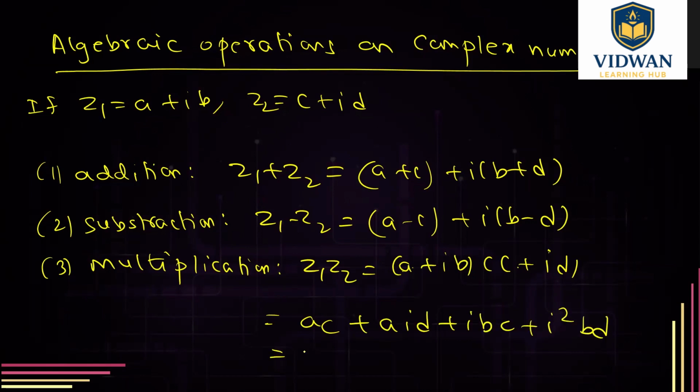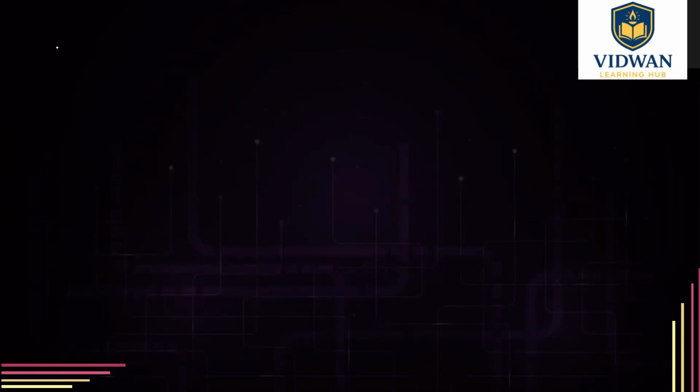So the ac term doesn't have i, so this is real. This i square will become -1, so that will become minus bd, that is also real. Write them together. And these two will be imaginary parts, so write i into ad plus bc. So this is how you write down Z1 Z2. So for Z1 Z2, the real part is ac minus bd, and the imaginary part is ad plus bc. This is how you multiply complex numbers. And finally, coming to the division operation in complex numbers.